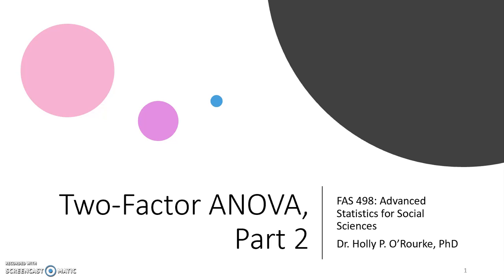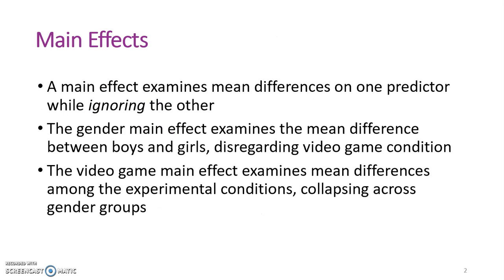In this lecture, we'll continue the topic of two-factor ANOVA, looking at how to calculate main effects and marginal means and talking about what those things are. So now that we're working with two factors or two predictors in our ANOVA, we have to take into account the individual effects of each predictor on the outcome. And we call these main effects.